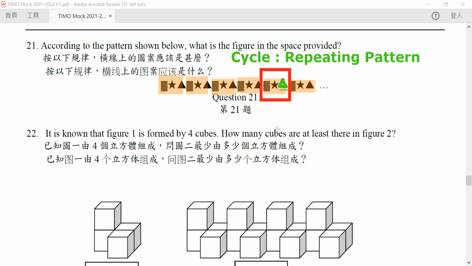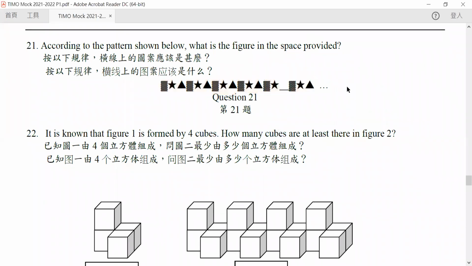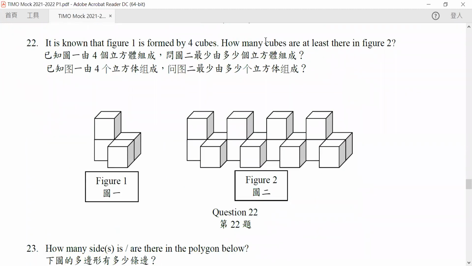Okay, so let's look at question 22. It is known that figure 1 is formed by 4 cubes. How many cubes are there in figure 2? Now again, we can see this is a repeating pattern. Now, this is a set which is formed by 4 cubes. So we can see that there is one set of it in here. There is another set of it in here. There is another set of it on the side of it, and there is another set of it on the side of our blue, right?